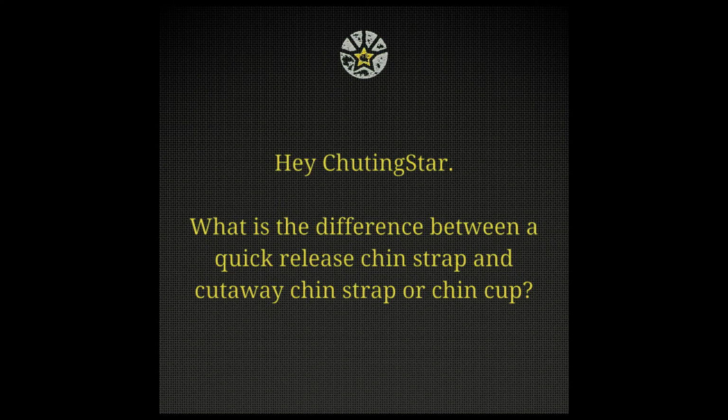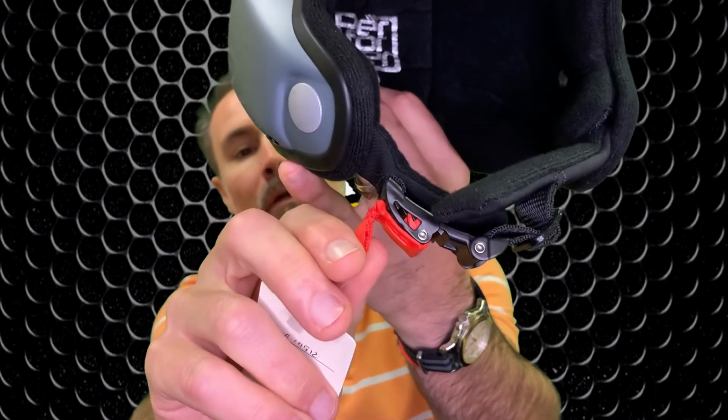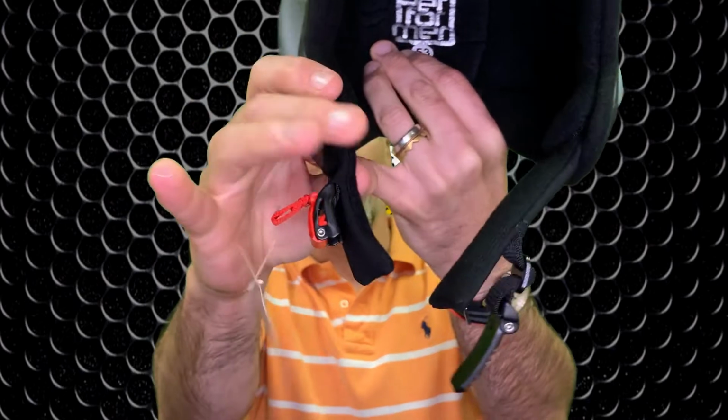What is the difference between a quick release chin strap and a cutaway chin strap or chin cup? So cutaway chin cups versus quick release chin straps. Some helmets come with the regular chin strap with a little buckle that clicks into each other. And some other brands have a quick release, like in this case a Tomfly Performer. You have a quick release. You can see it right there. When you pull on that little latch, the strap comes apart.